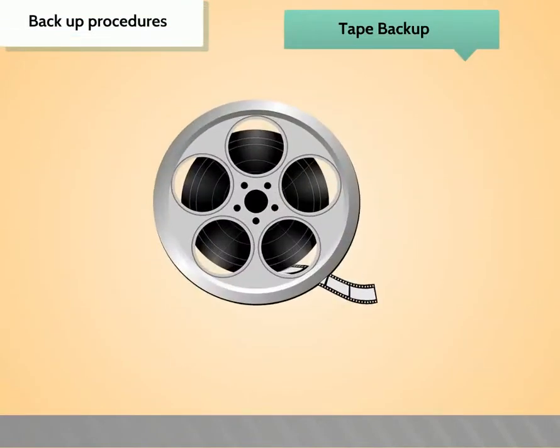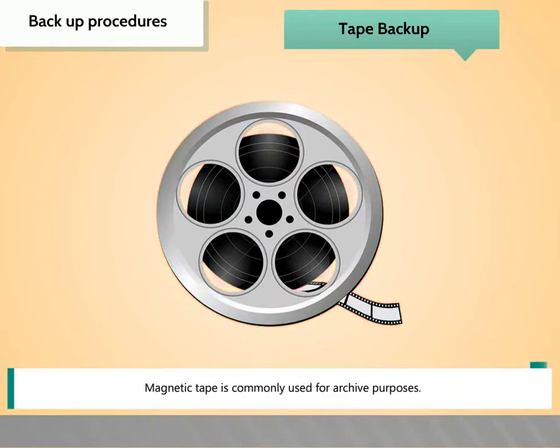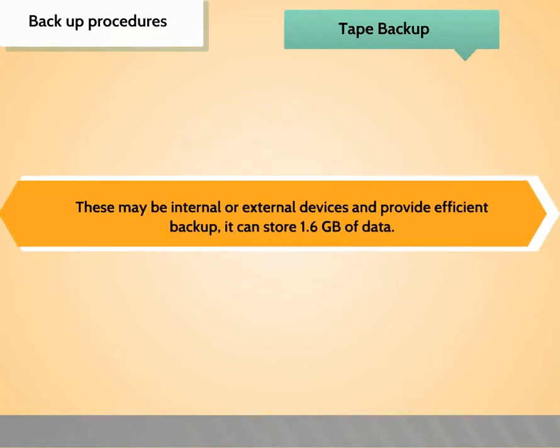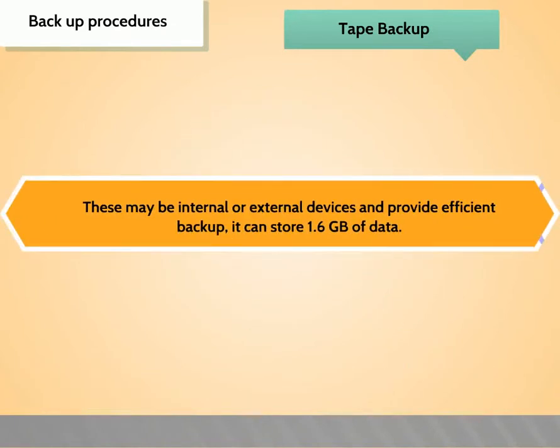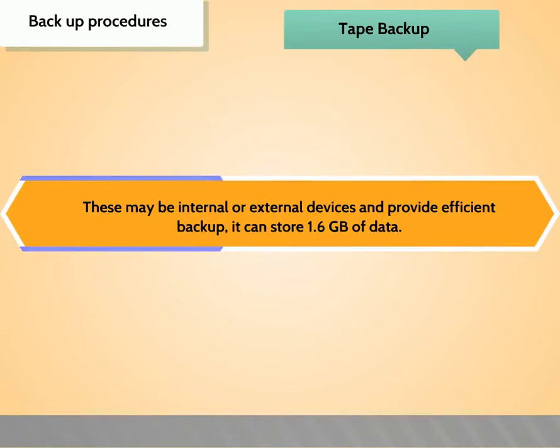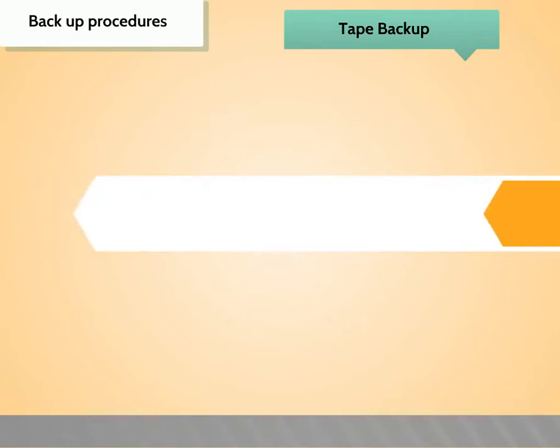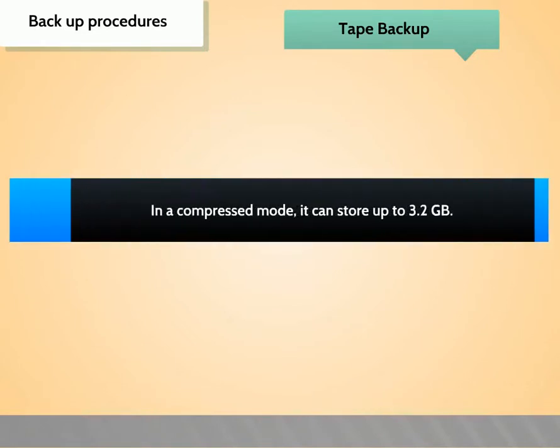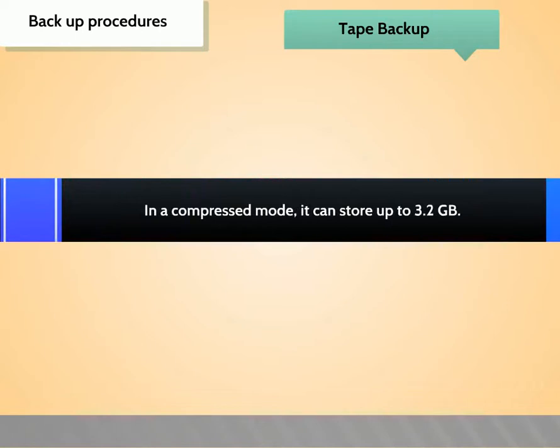Tape backup. Magnetic tape is commonly used for archive purposes. These may be internal or external devices and provide efficient backup. It can store 1.6 GB of data. In a compressed mode, it can store up to 3.2 GB.